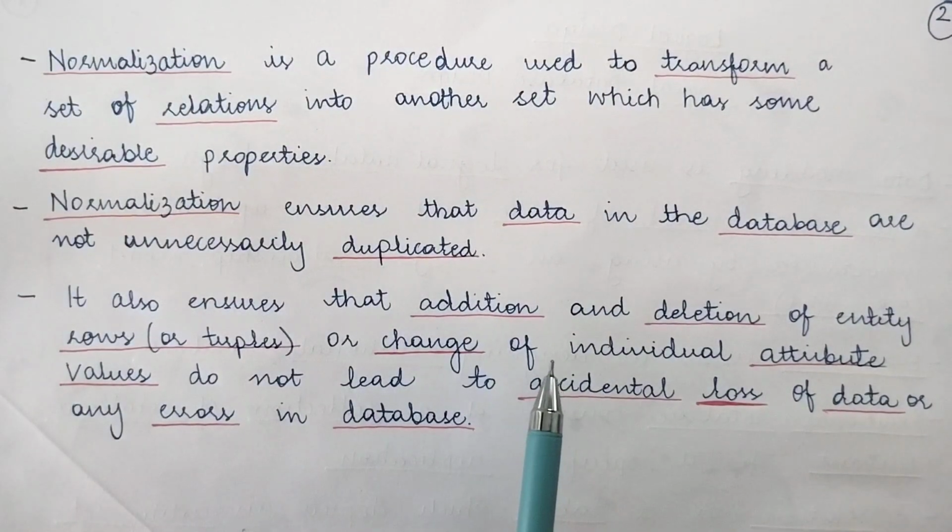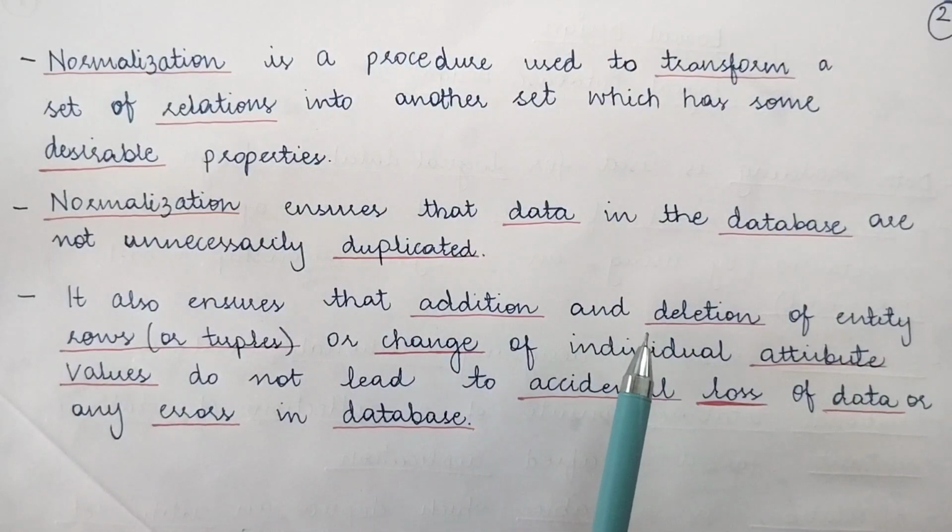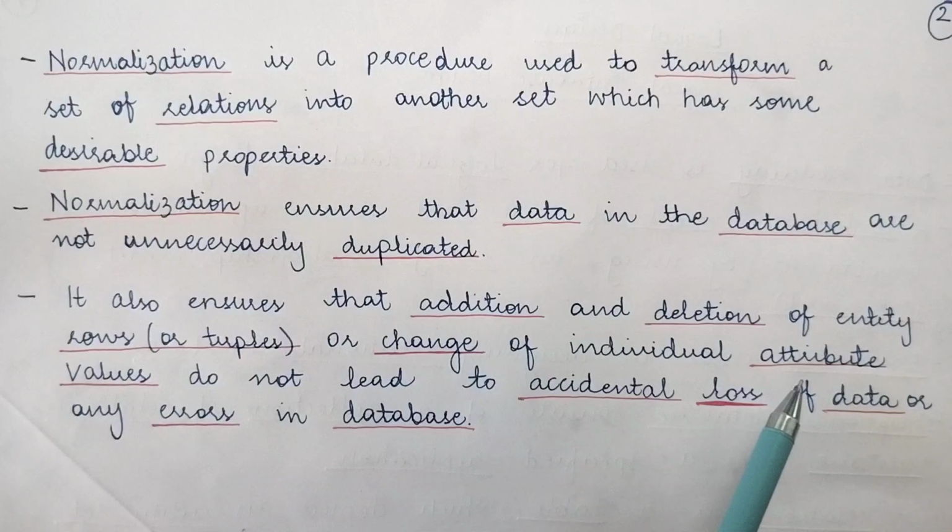Say for example, you have added the record in one place and it is not added to some other place where it was required, or you've deleted a record from one place but it has not been deleted from the other place, or for example, you changed the student address attribute in one of the relations where it existed, but you did not change it in another relation where the same attribute existed. So any such kind of errors do not creep in. For that reason also, normalization is used. So this was all about the logical or conceptual design of the database.